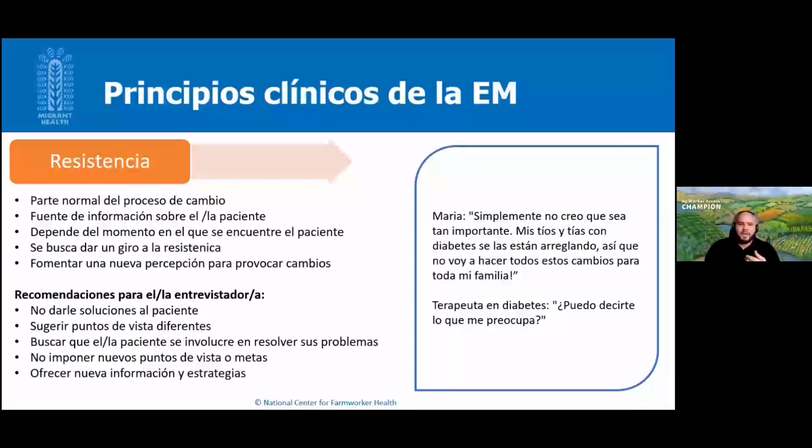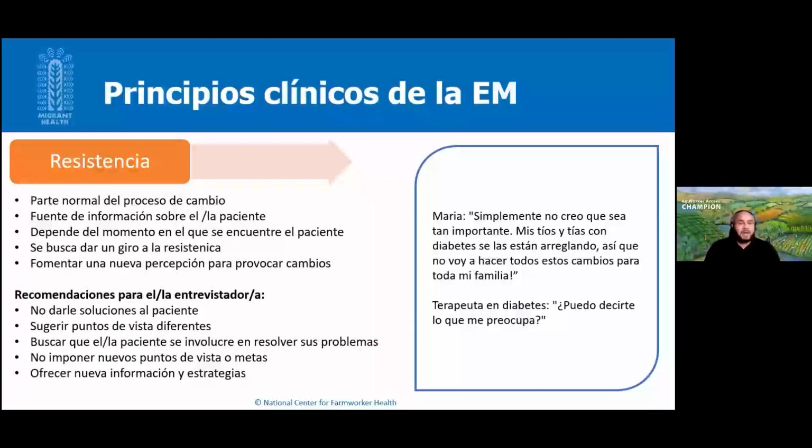So I know that we have a very simple example here on the text box to the right. We have a patient, her name is Maria, and she says, I simply don't think it's so important. My uncles and my aunts, they have diabetes and they're doing okay. So I'm not going to try to do any of these changes. I'm not going to try to put my whole family through these changes.